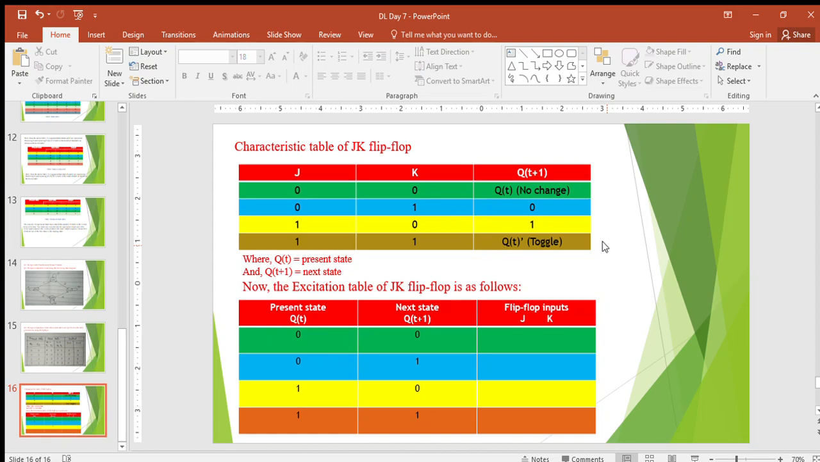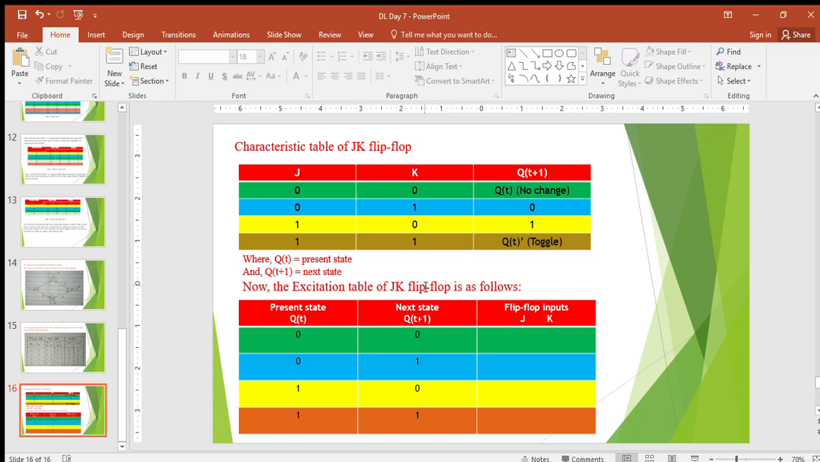Hello. So now we are going to discuss the excitation table of JK flip-flop. I'll show you here how the excitation table of JK flip-flop is constructed or obtained. Before designing the excitation table of any type of flip-flop, we need to be well acquainted with the characteristic table of those flip-flops.